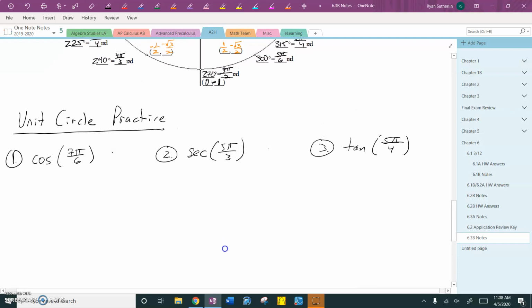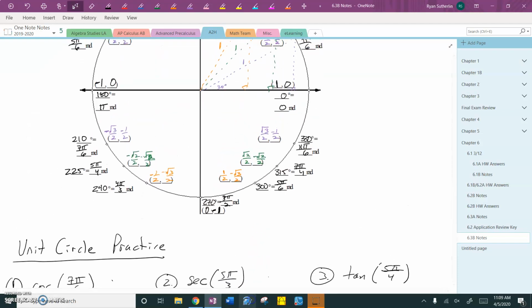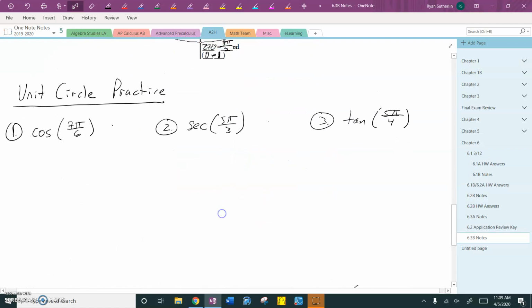So this is as simple as cosine of 7 pi over 6, 210 degrees. Cosine is the x-coordinate, so it is negative root 3 over 2. Now, let's say you don't have this memorized. Let me show you how to build your own circle and use reference angles to do these problems.